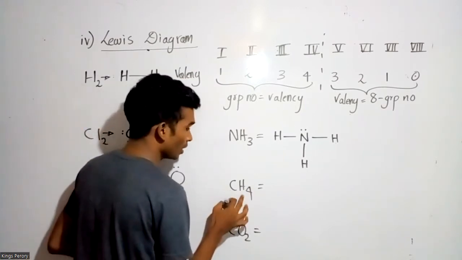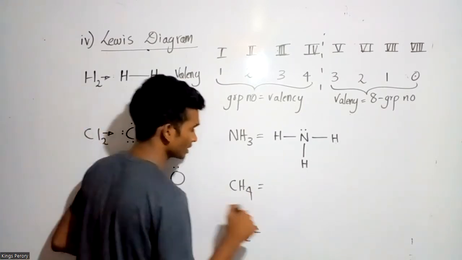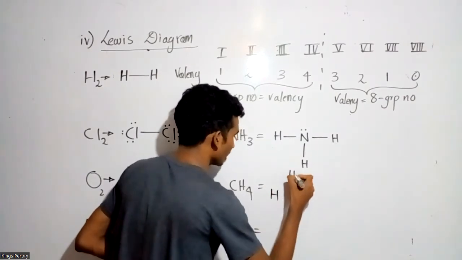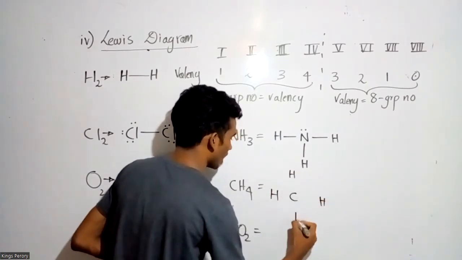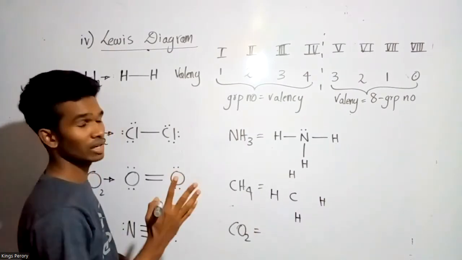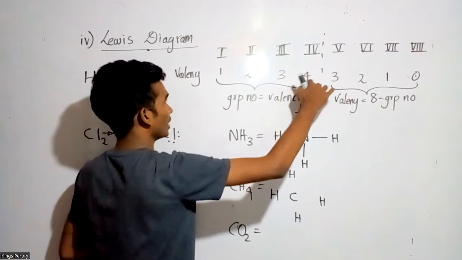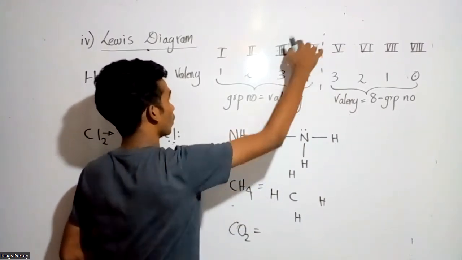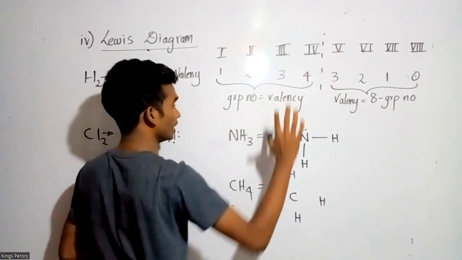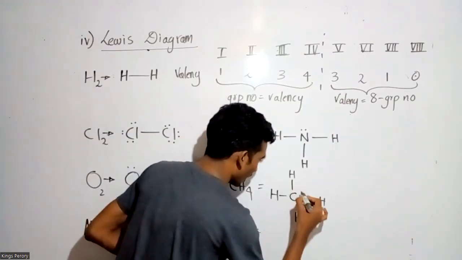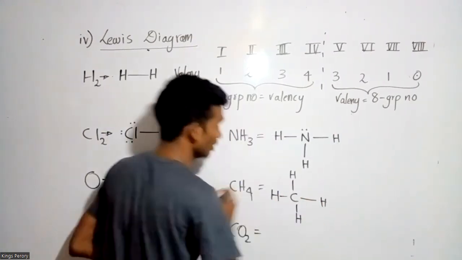Next one, methane. 1 carbon, 4 hydrogen means carbon is the central atom. Around carbon, there are 4 hydrogen atoms. Next, check the valency of carbon. Valency of carbon is 4 because it is a fourth group element. That means it will build 4 bonds with all the hydrogens.